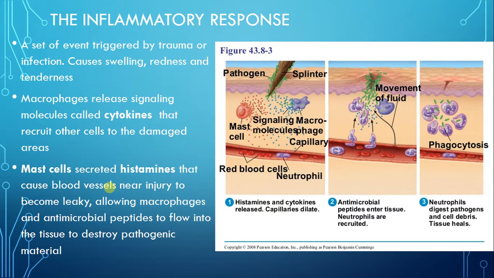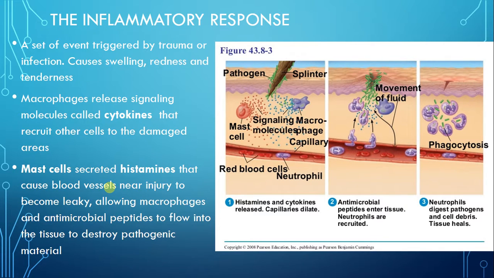Lastly, there is the inflammatory response, and we're all very familiar with it because this is when things swell, like if you hit your thumb with a hammer, or you get an injury and it starts to swell up, a bee sting, things like that. It's a set of events triggered by trauma or infection that causes swelling, redness, and tenderness, and it's part of your innate immunity.